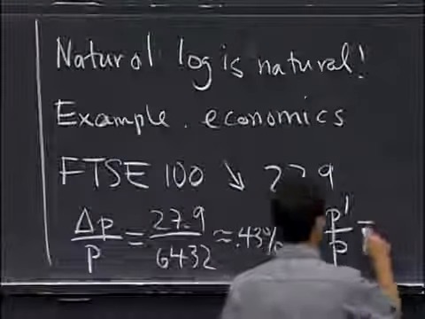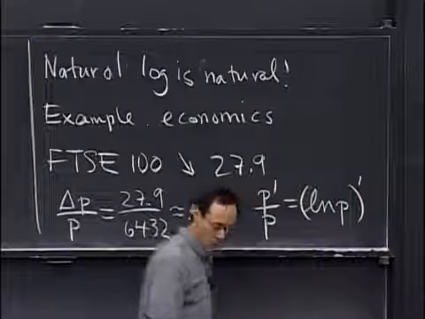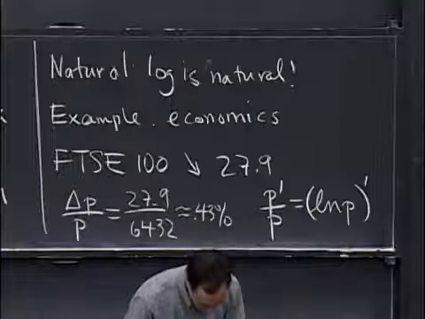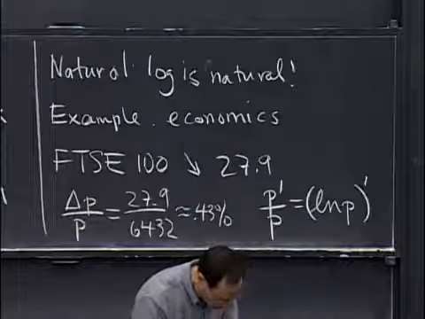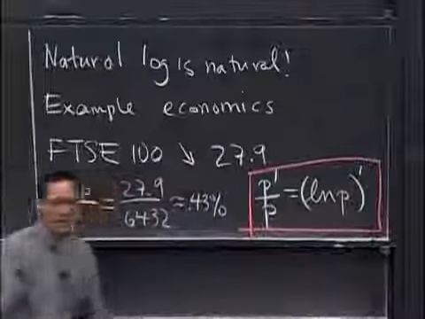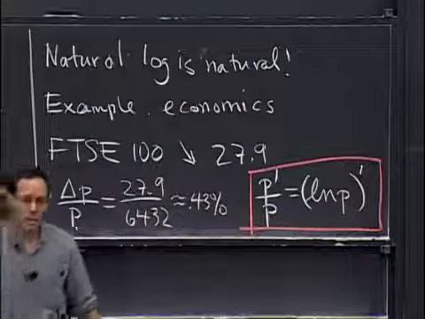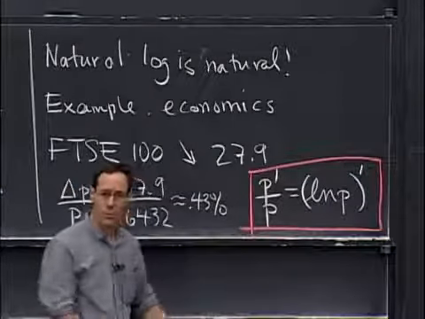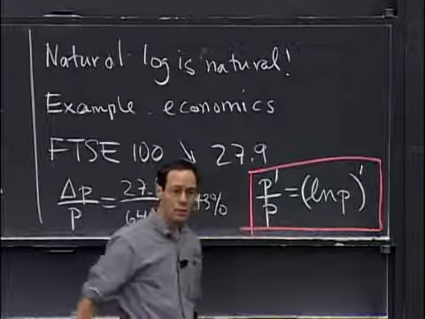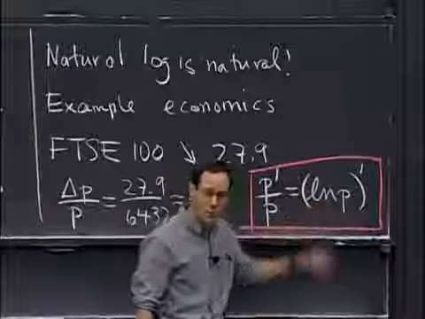That's just the natural log prime. So this is the, let me just put a little box around it. It's just the formula of logarithmic differentiation. But let me just emphasize that it has an actual significance, and it's the one that's used by economists and people who are modeling prices of things all the time. They never use absolute prices when there are large swings. They always use the log of the price.